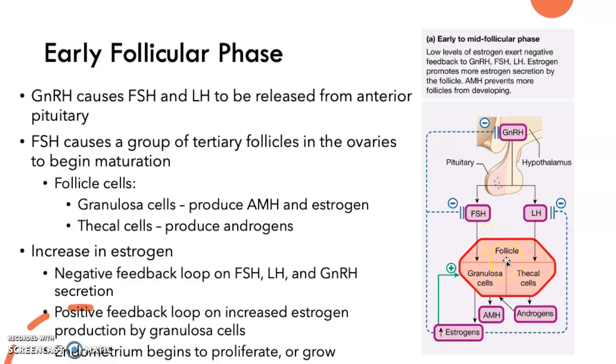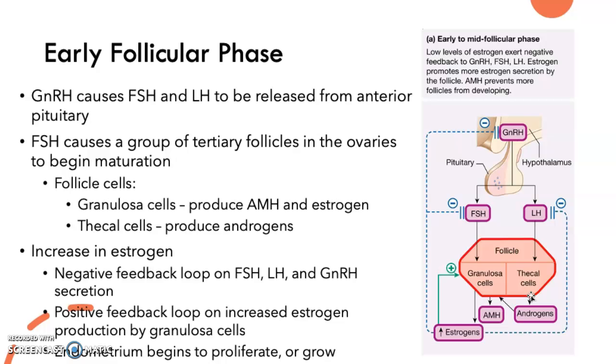And then these follicle cells, granulosa cells, which are under the influence of FSH, produce AMH and estrogen. And then we have thecal cells, which are under the influence of LH, pardon me. The thecal cells produce androgens, and the androgens get converted into estrogen. So there's a huge increase in estrogen during this phase.